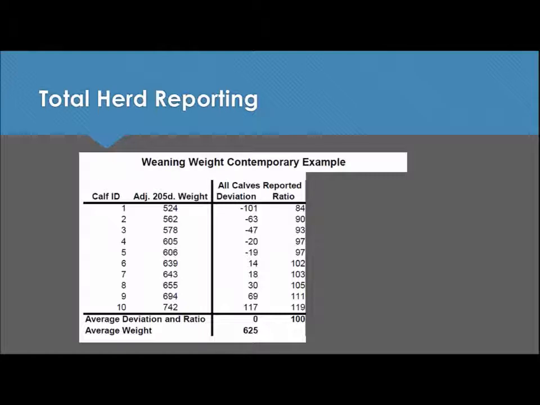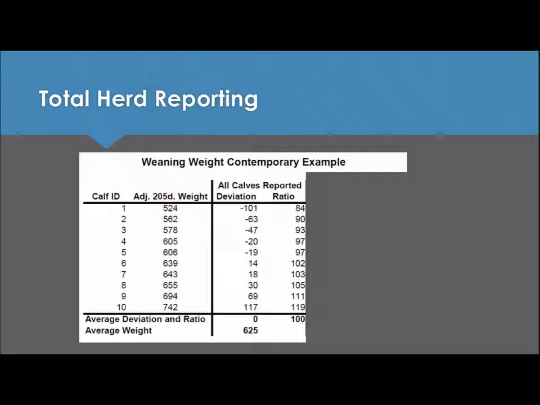So we take a look, and these 5 here are going to be a little bit below average. We can see from this ratio, 100 will be average. Anything below 100 is a little bit below average. Anything above 100 is above average. And so we've got 5 that are below average and 5 that are above average.